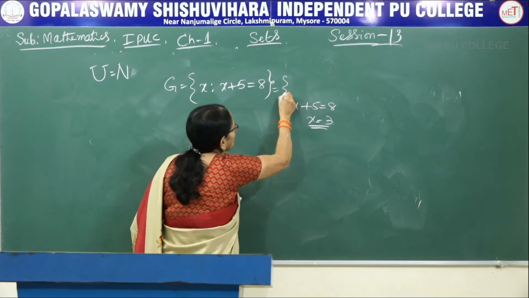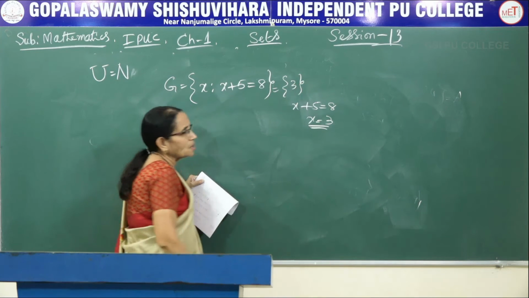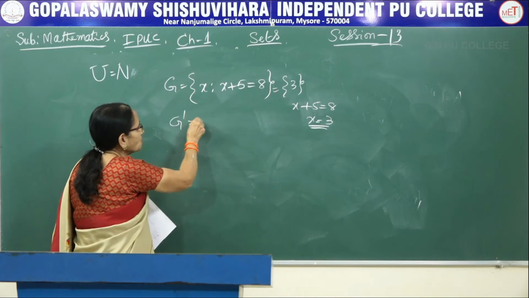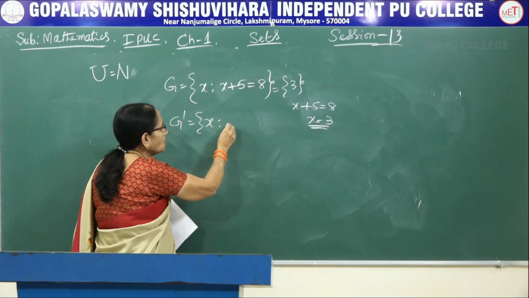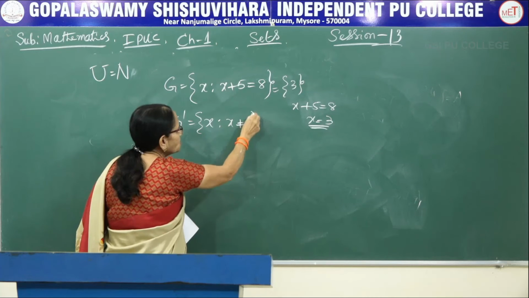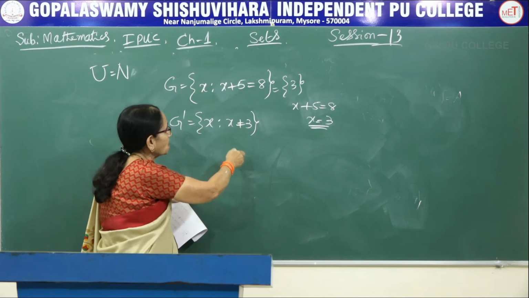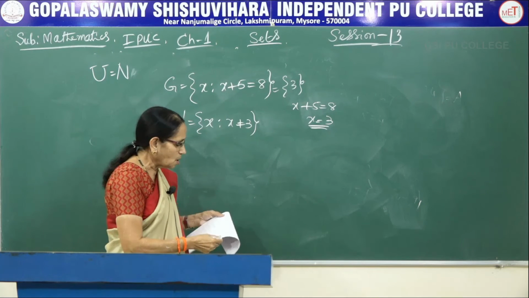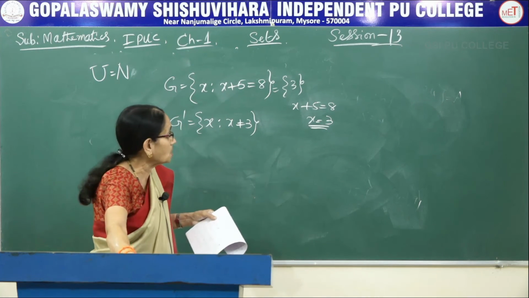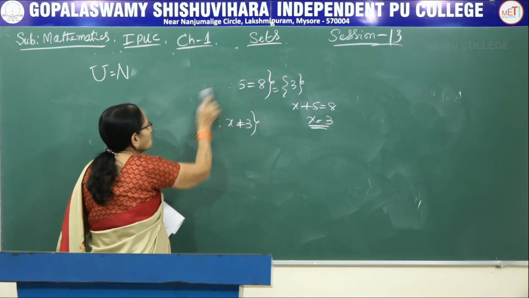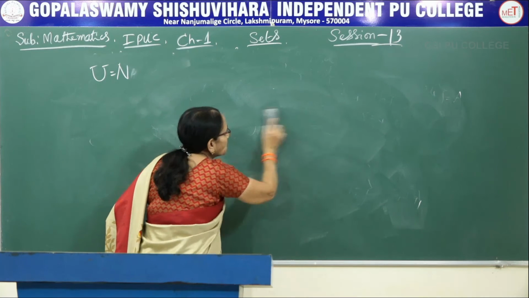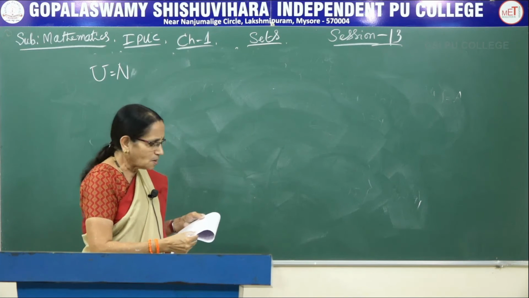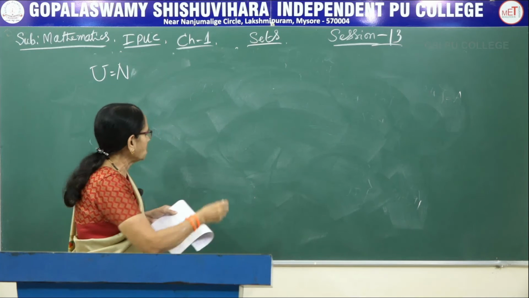So it is again a singleton containing 3 here. So what can be the complement of that one? It contains all x such that x is not equal to 3. This is also correct, or you can write x plus 5 not equal to 8. Both ways you get the mark for that one. Either you can use the condition directly without finding the value, but it is better if you write the value and write the complement, that is the presentation would be better.